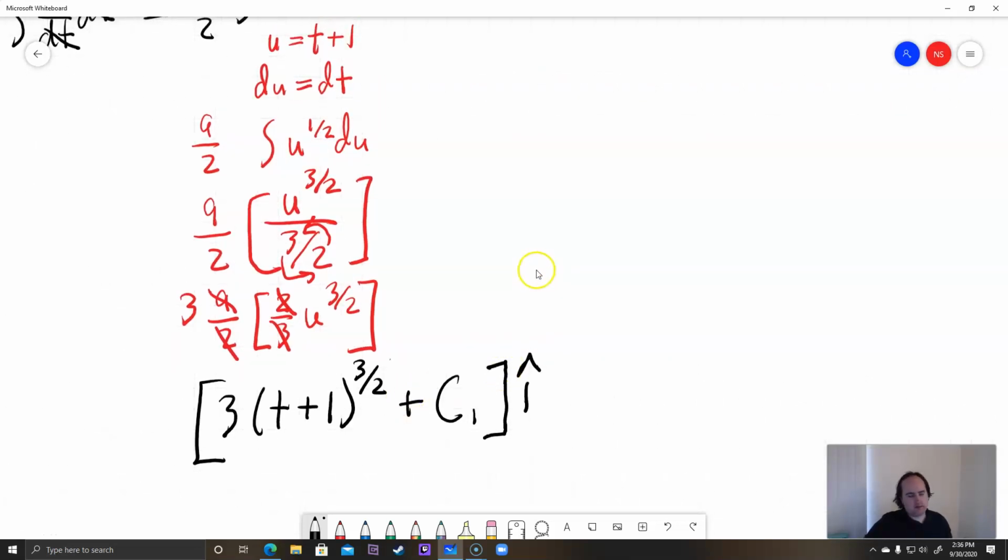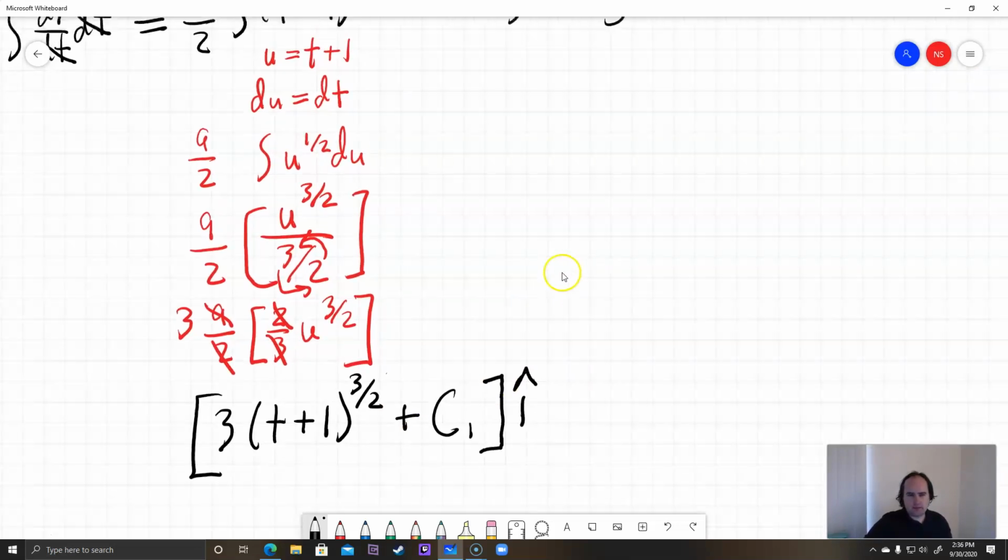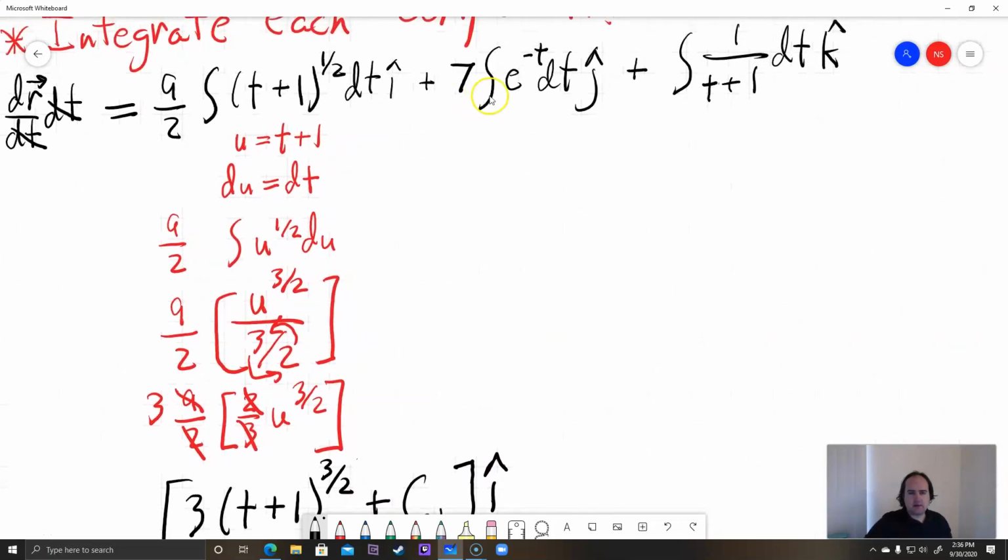These take a while, but there's only 8 problems on your homework, so hopefully it doesn't take you too long. Okay, so let's take a look at the second component. So here we're integrating e to the negative t dt. So once again, we want to let u equal the inside of our composite function. So here the inside is negative t. So we're going to let u equal negative t, and then our du is going to equal negative dt.